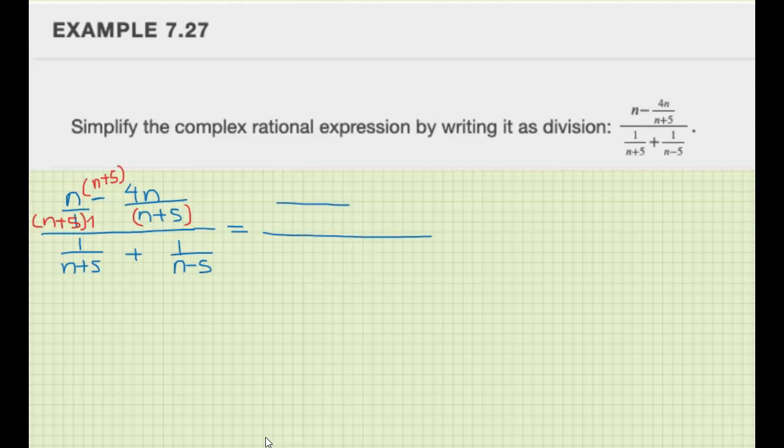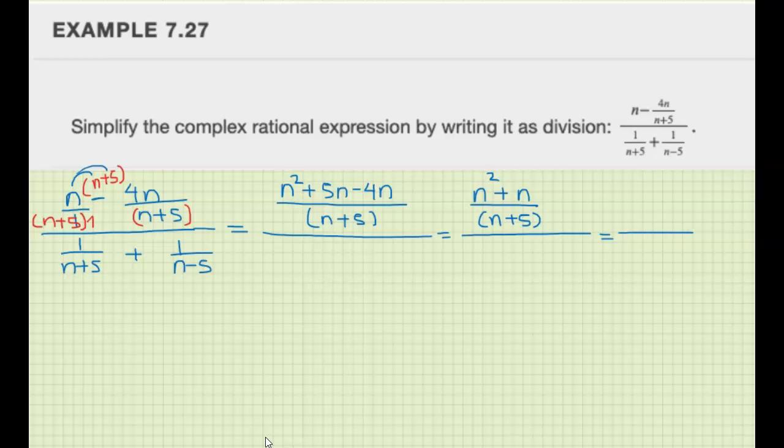Alright, so let's have one big fraction. N plus 5 is on the bottom. This one we've got to distribute. So we have n squared plus 5n minus 4n. Alright, let's continue simplifying. So these combine, and we have n squared plus n, divided by n plus 5.